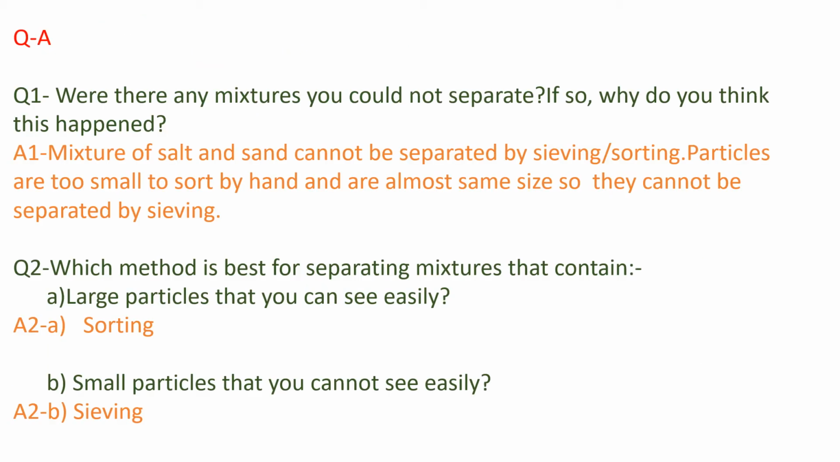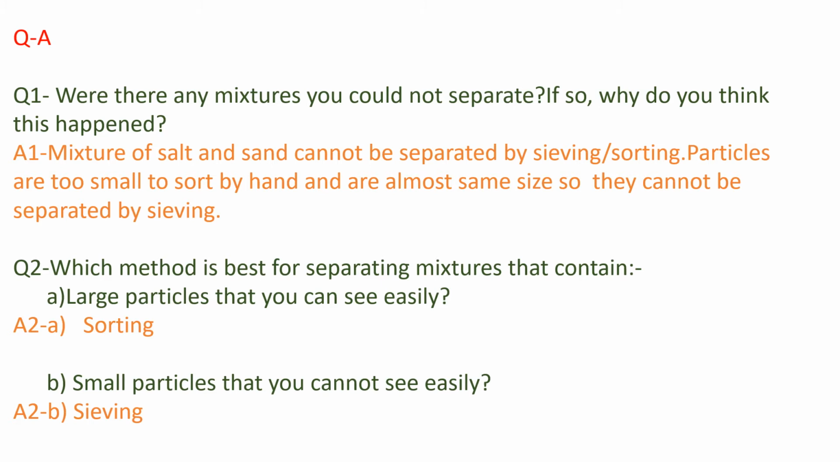Question and answer. Were there any mixtures you could not separate? If so, why do you think this happened? Yes, the mixture of salt and sand cannot be separated by sieving and sorting. The particles are too small to sort by hand and are almost the same size, so they cannot be separated by sieving.